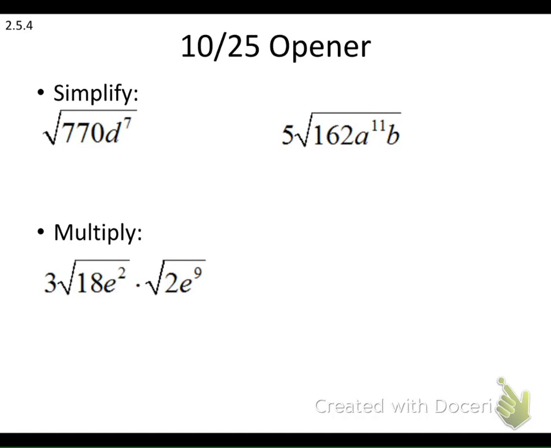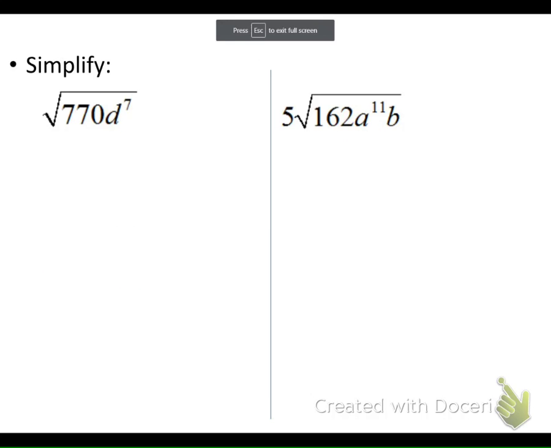Right, here we go. So today's opener is going to be almost identical to your quiz that I have right here. You're going to have 2 simplifying square roots with variables and 1 multiplying square roots with variables. So almost identical to the opener. Let's take a look at the first 2. We're just simplifying each of these square roots. The only difference is that this time the square roots have variables in them.